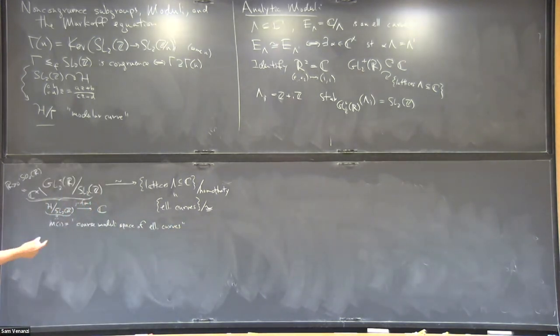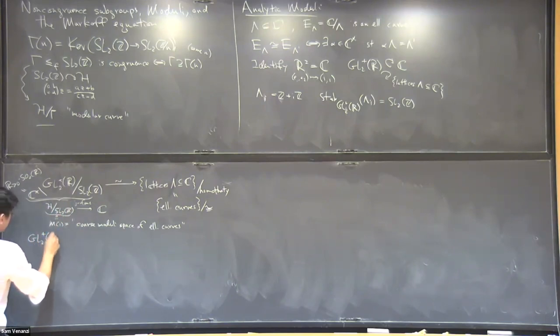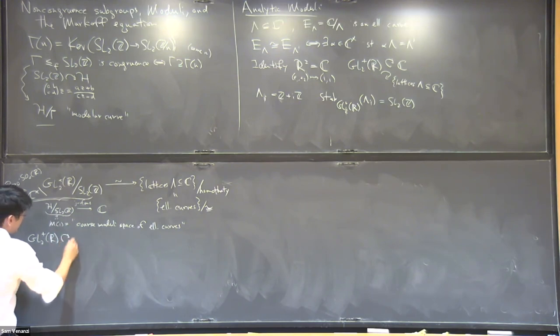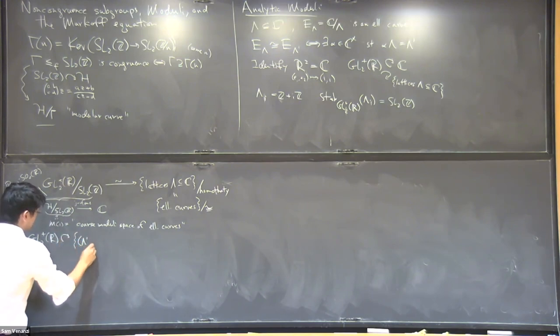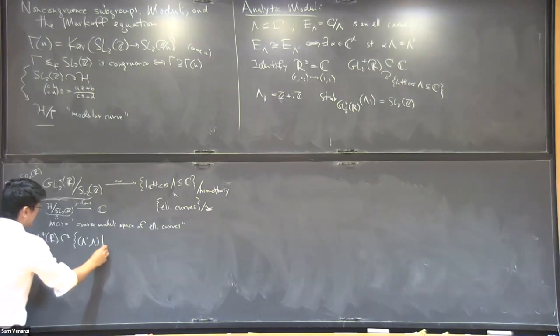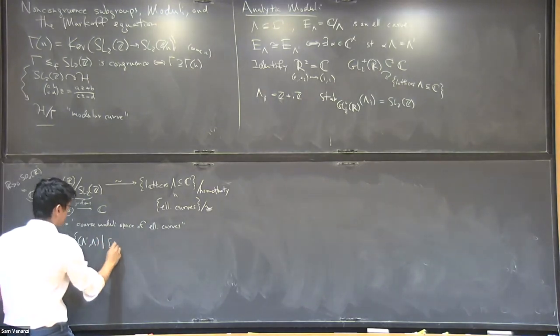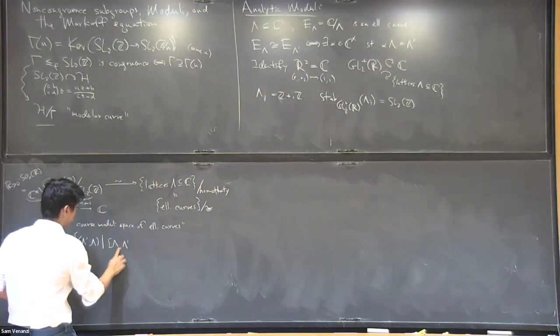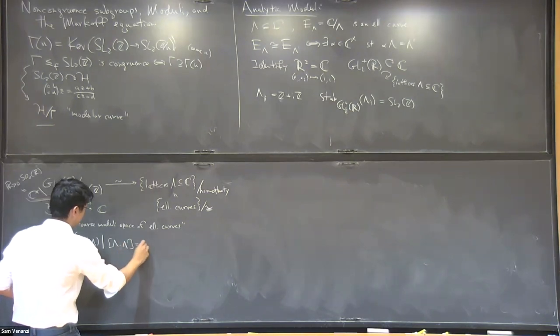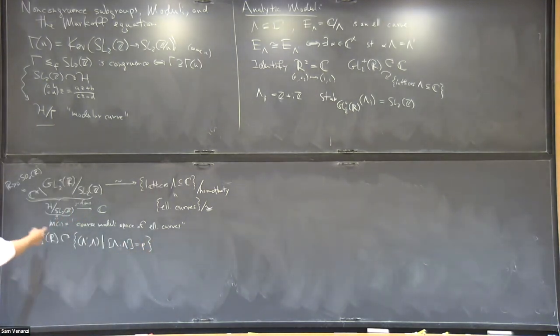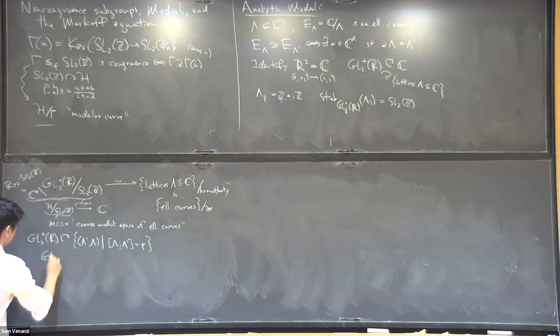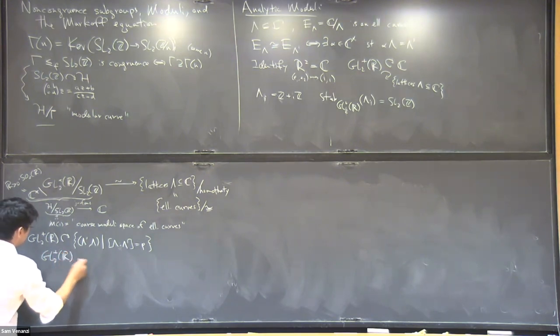So if you want to get congruence subgroups or finite index subgroups of SL2Z, you can do something similar. If you consider the GL2 plus R action on not just lattices but pairs of lattices Lambda prime and Lambda, where Lambda prime is an index p sublattice, you can calculate that this action is actually transitive on the set of all such pairs.